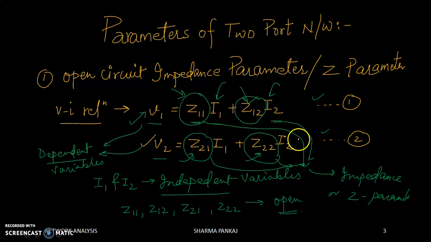Okay. We are going to zero this I2. Why? Because we have actually opened port number 2. If port number 2 is opened, so I2 is not flowing there, the value of I2 will be 0. So if the value of I2 is 0, V2 will be equal to Z21 I1.